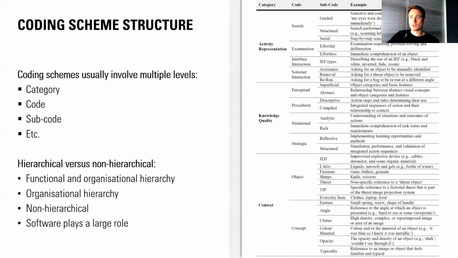Okay, so the first thing to consider is that coding schemes typically involve multiple levels. They're usually hierarchical, at least in some sense. So you have categories, you have codes, you might have subcodes. You could have other levels as well, although it's probably not advisable. So there is an implicit hierarchy when you're putting together a coding scheme. But those hierarchies can be functional or they can be simply organizational.